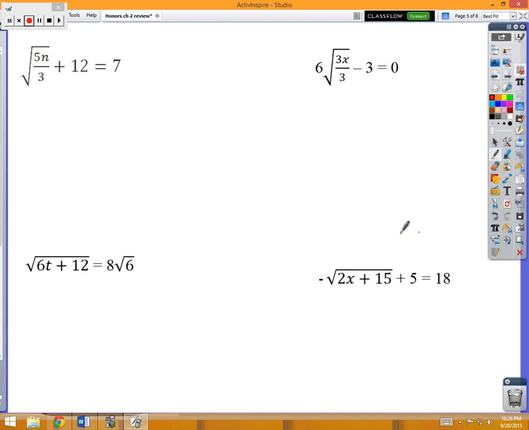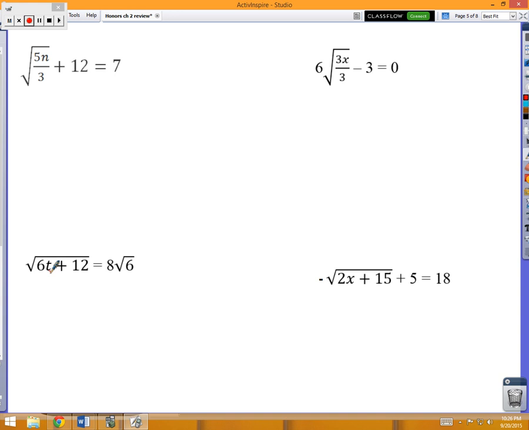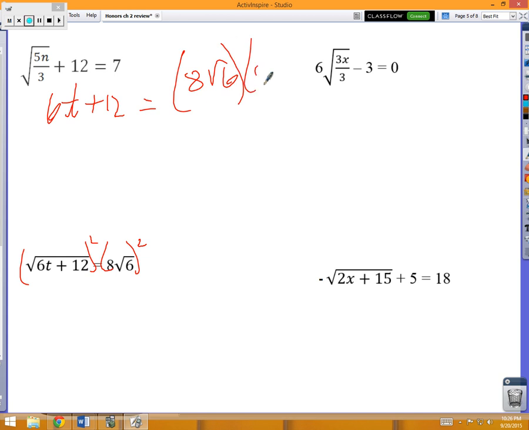Third one. Okay, the t is what we've got to get to, but it's hanging out with a 6 and a 12 and a radical. And on this other side I've got an 8 and a radical 6. So let's lift off this radical. Let's square this, and let's square this. So on the left, we got 6t plus 12. On the right, 8 radical 6 squared is 8 radical 6 times itself.